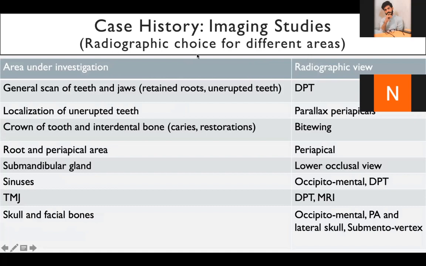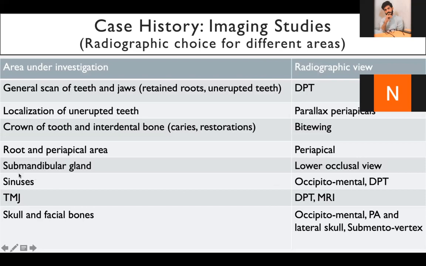So radiographic choice for different areas. In general, if we are going for general scans of teeth and jaws or retained roots, we go for DPT. And for localization of teeth, we go for periapicals. Crown of the teeth, we do bitewings. And then root and periapical areas, periapical radiograph.